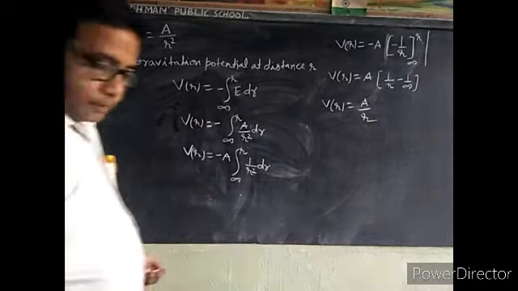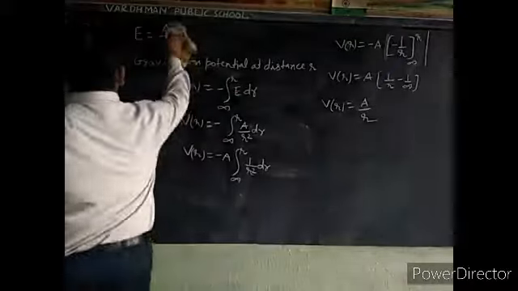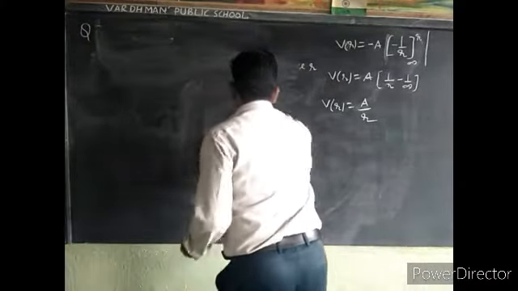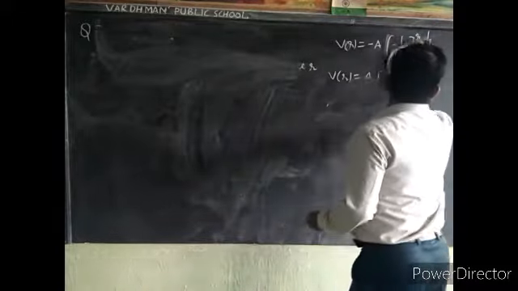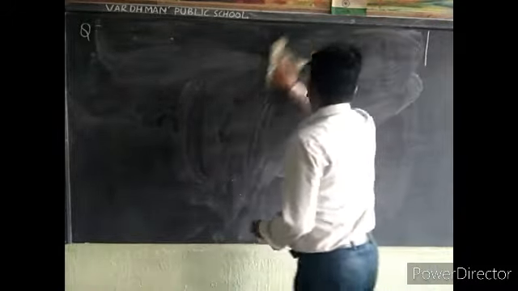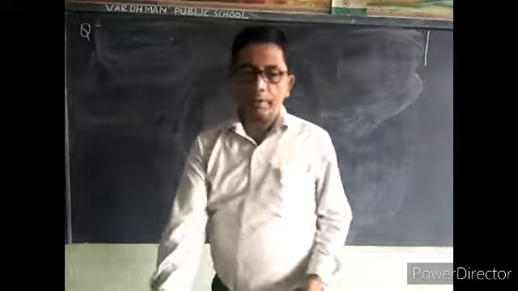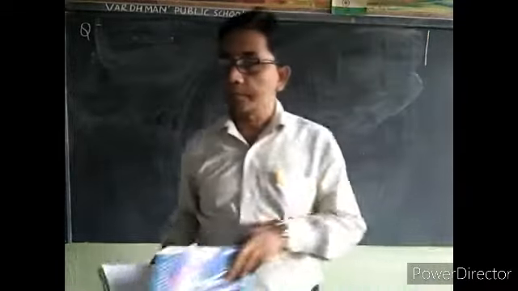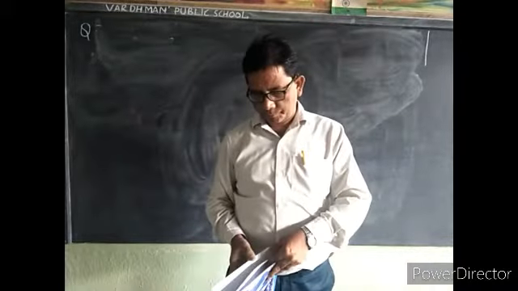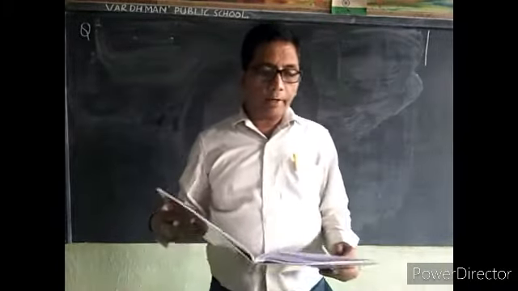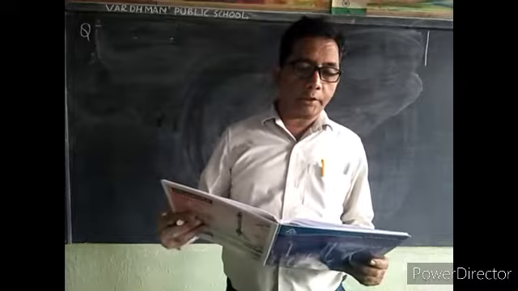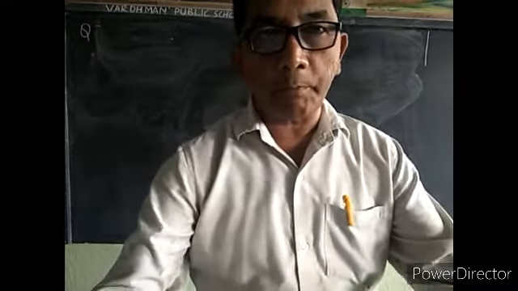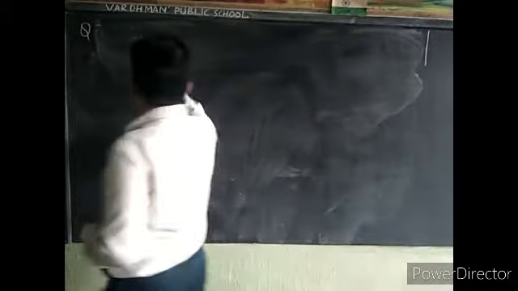Now we will discuss the next question. Question number 4. Our next question is: find the relation between escape velocity and orbital velocity.